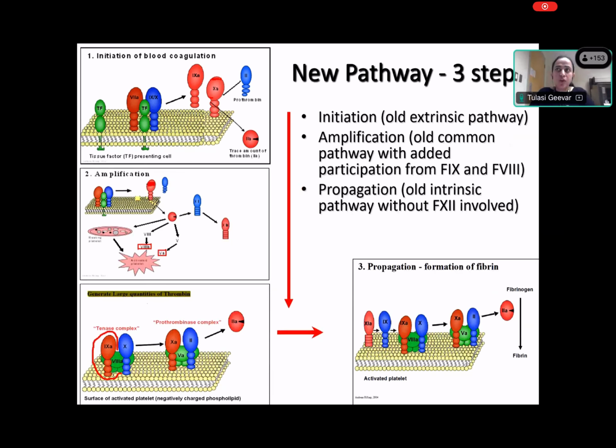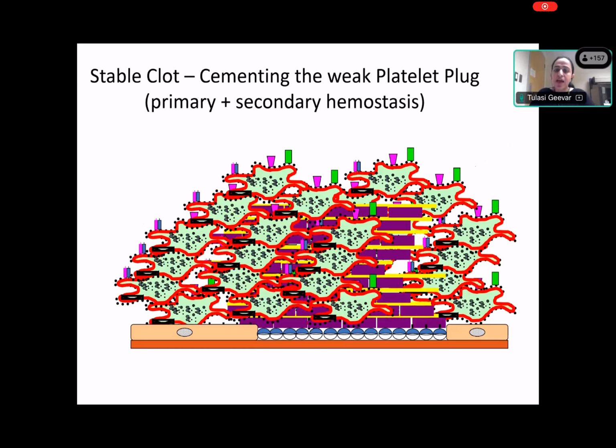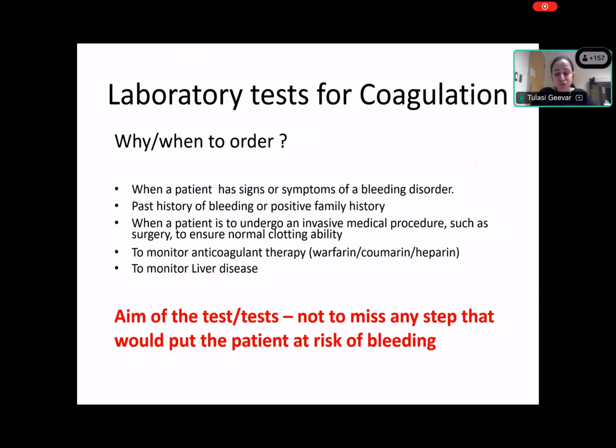So now combining both. Now in the body, both these processes happen simultaneously. That is the platelet plug formation, the von Willebrand interaction, the tissue factor causing initiation of the blood coagulation, the formation of the tenase, the prothrombinase on the surface of the platelets. And this leads to the formation of the stable clot, which is an interaction with the primary platelet plug and the fibrin clot.